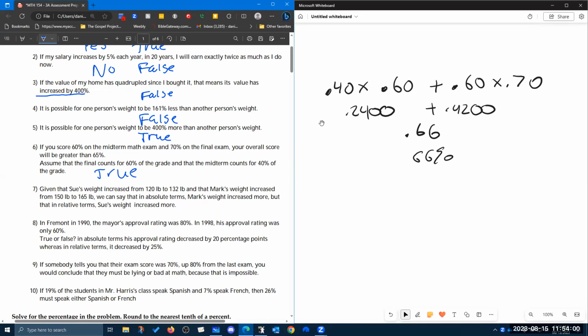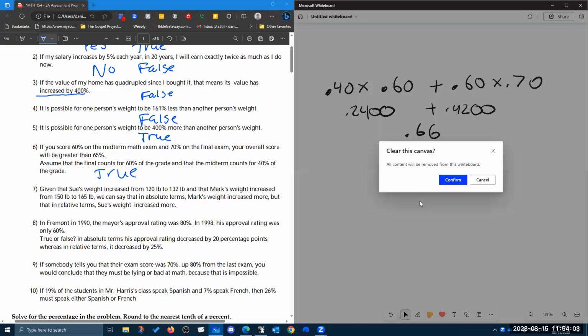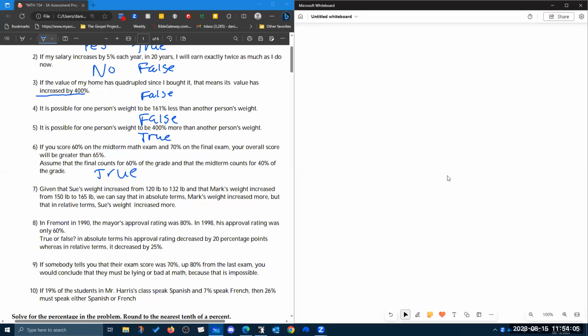Given Sue's weight increase from 120 to 132 pounds, and that Mark's weight increased from 150 to 165 pounds, we can say in absolute terms, just the difference by subtracting the two numbers, Mark's weight increased more. So that first part is true, but in relative terms, Sue's weight increased more.